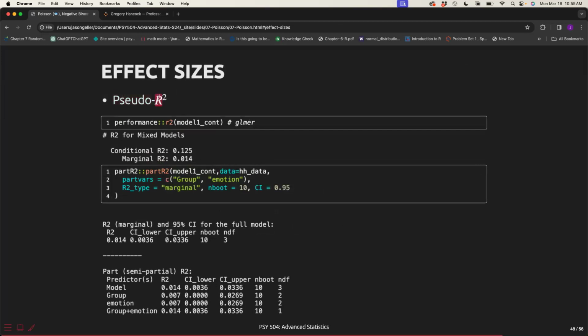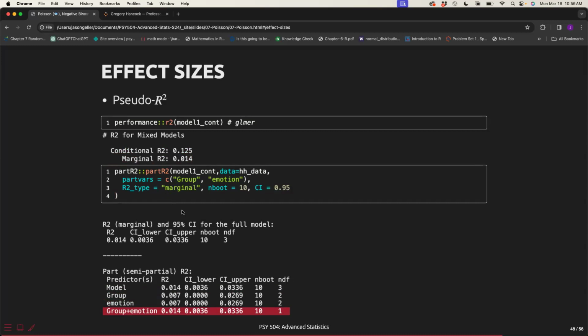So now I want to talk a little bit about effect sizes in these types of models. We're fitting a multi-level model here, so we can use the same effect size measures that we use for our linear mixed models we talked about several weeks ago. We can get our R squared values: the conditional R squared, which is the fixed and random effects together, and the marginal R squared, which is just the fixed effects component. And then we can also compute semi-partial R squared for each of our predictors, which I've done here: for group, emotion, and also the interaction.